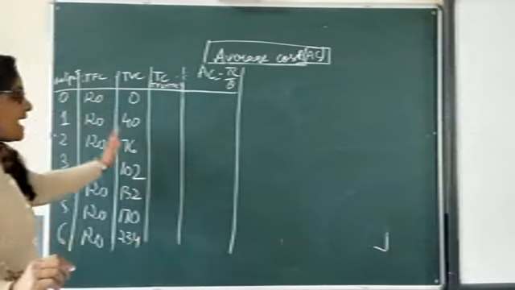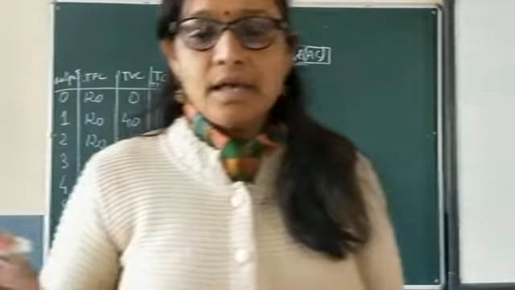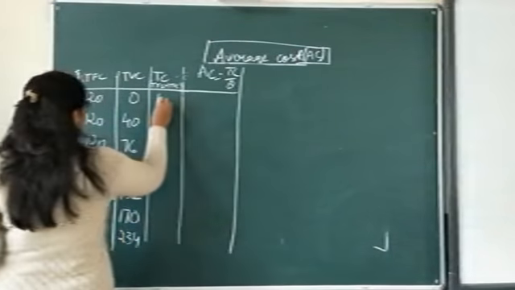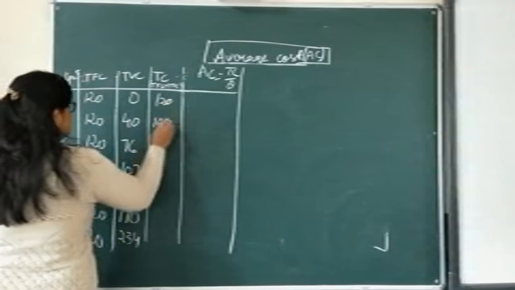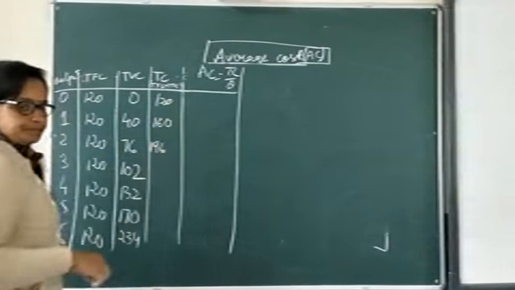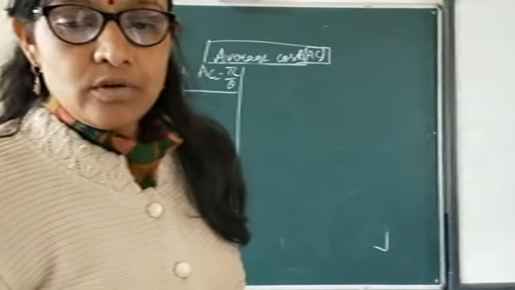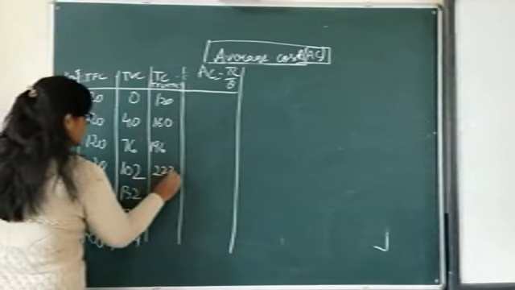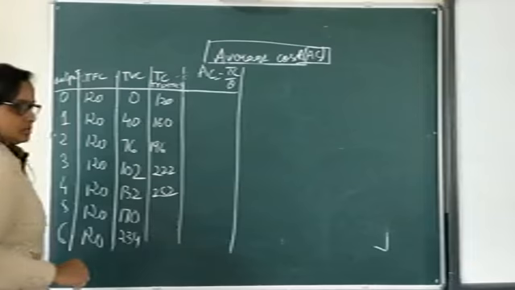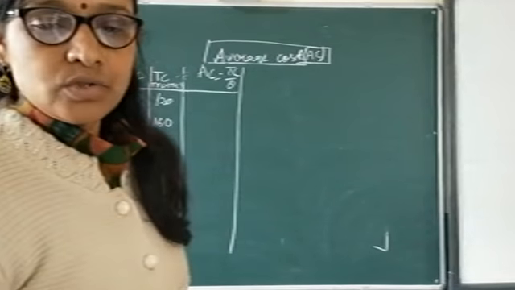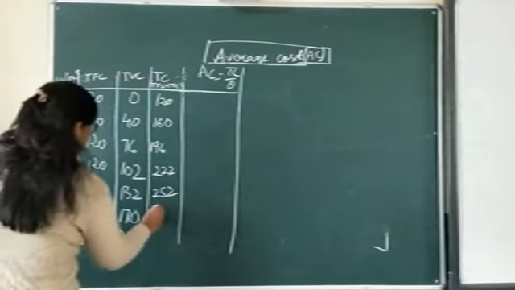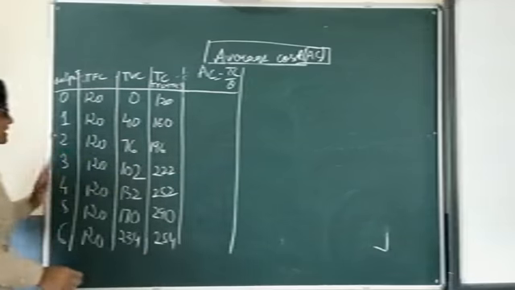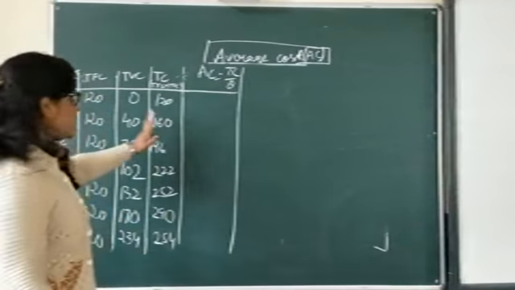When you add both, we get TC. So what is the value of TC? 120, 160, 196, 222, 252, 290, and the last one is 354. Okay, so this I told you how to get. Till here I told you.